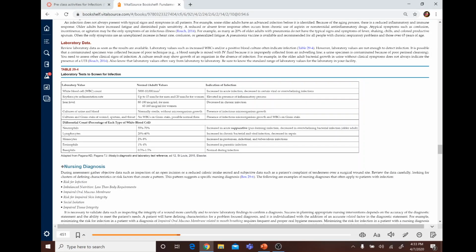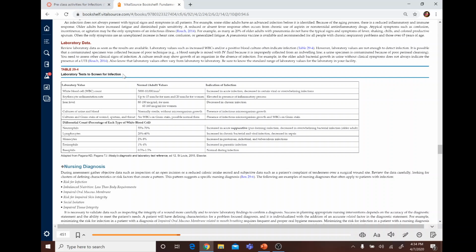All right, now we're gonna go over some lab tests to screen for infection. So, what's the normal value for white blood cells? 5,000 to 10,000. And what would be an indication of infection for white blood cells? Increased in acute infection, decreased in certain viral or overwhelming infections.